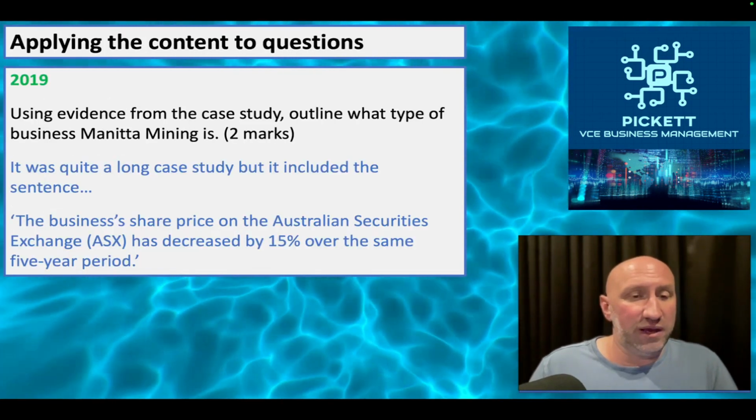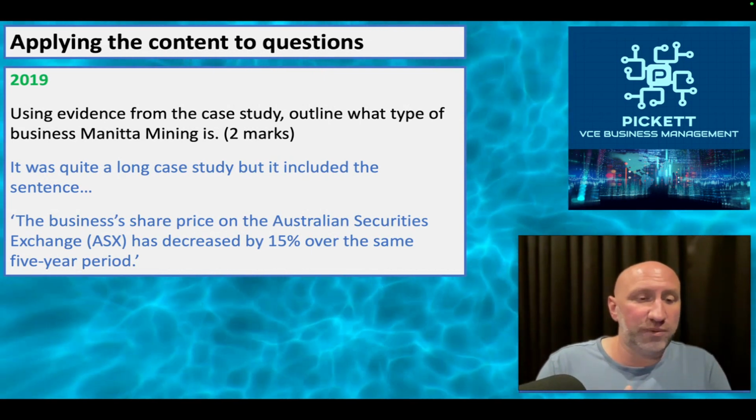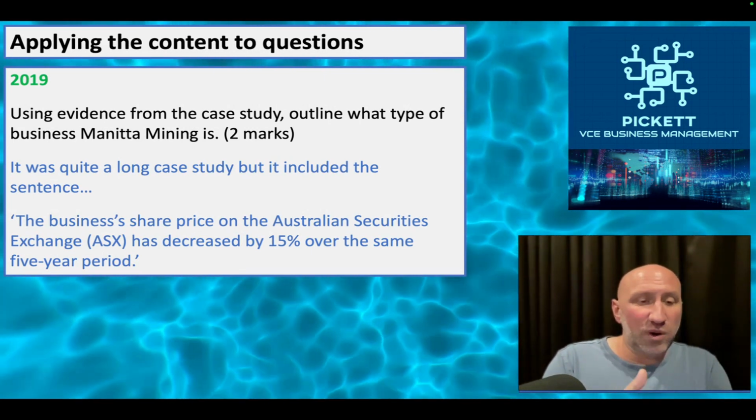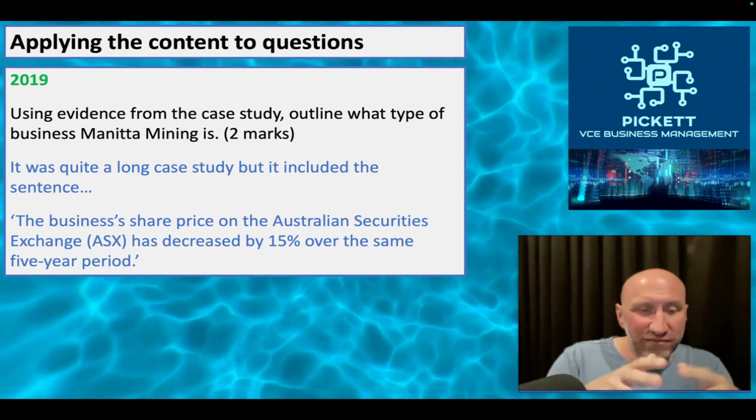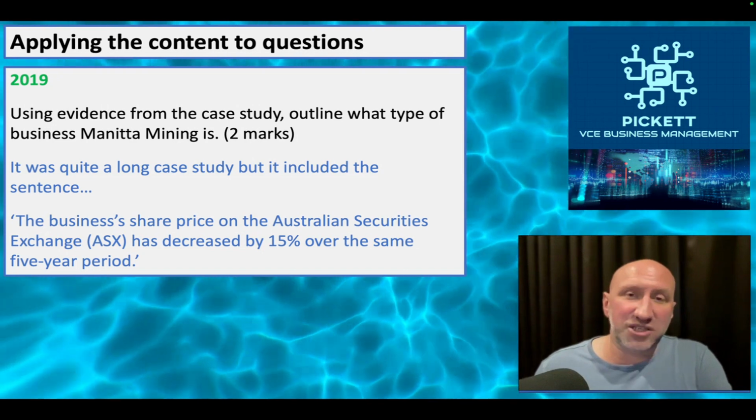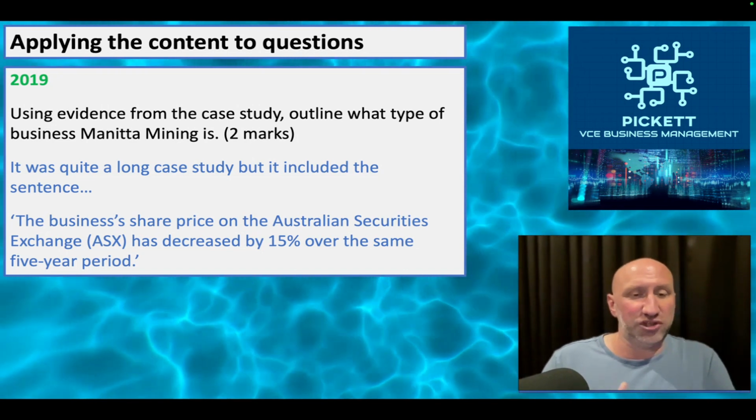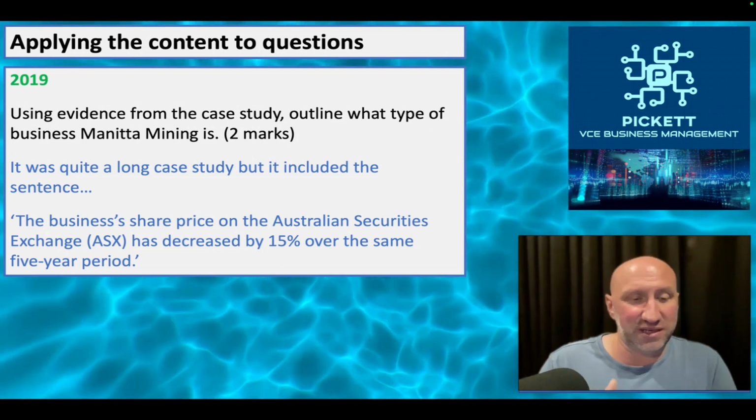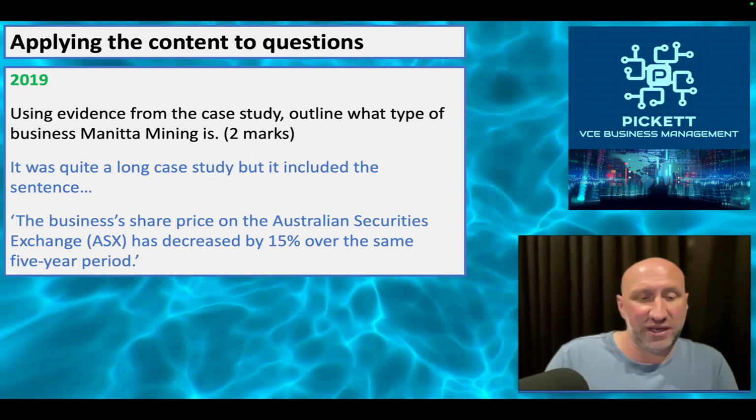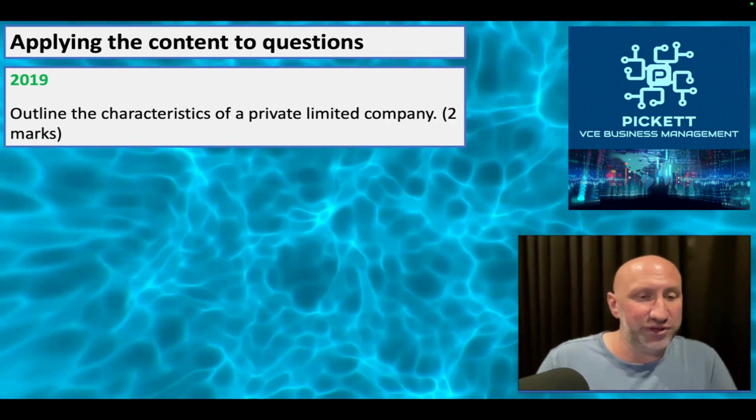So, applying the content to some questions: using evidence from the case study, outline what type of business Manita Mining is. There was lots of case information, but within it, it said the business's share price on the Australian Securities Exchange. Already that tells you that it must be a public listed company, because it's talking about being listed on the ASX. So that's pretty straightforward.